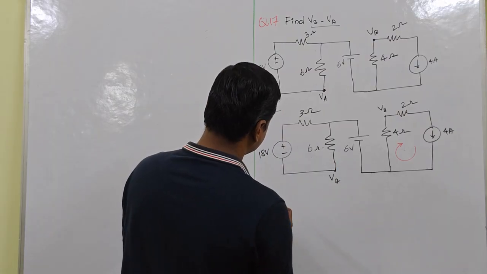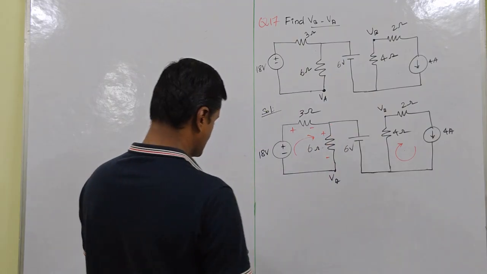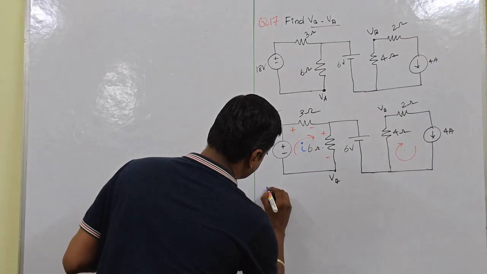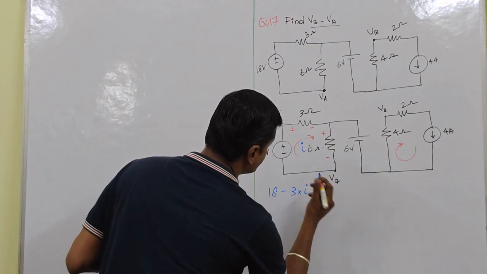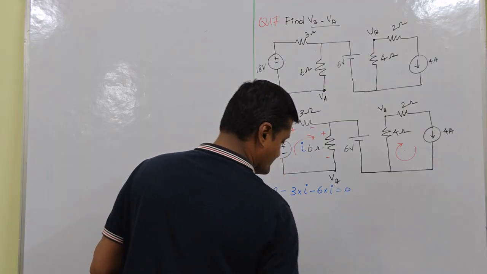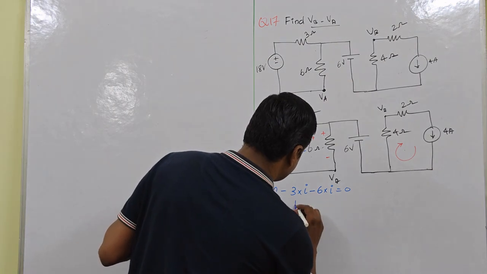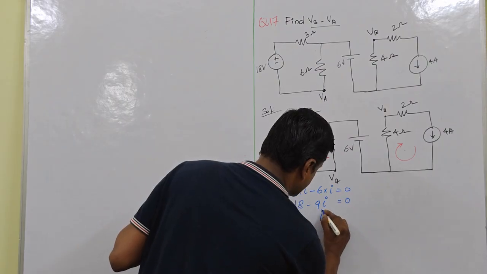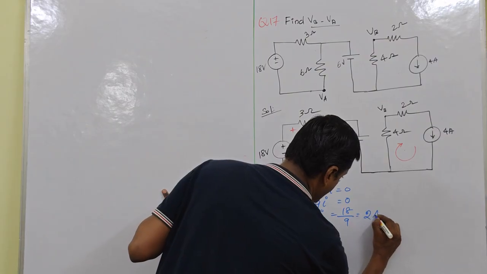Yeah. So this is plus minus, right? So write the value 18 volt, and let's take the current as I. So plus 18 and minus 3 into I, minus 6 into I equal to 0. So 18 minus 6 plus 9I... I is equal to 18 divided by 9, that is equal to 2 amps.